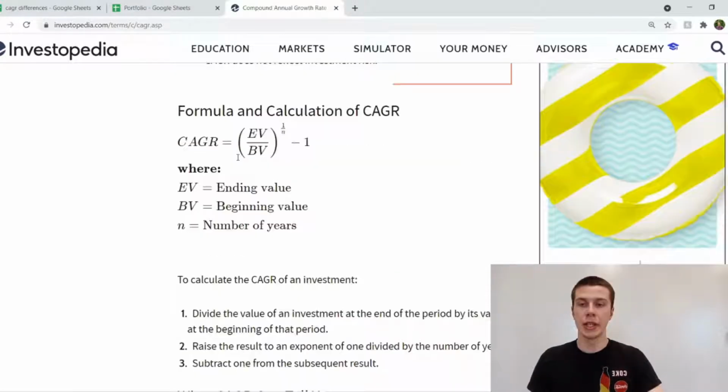And right here is the pretty simple formula for the CAGR, and it's basically you just take the ending value and divide it by the beginning value, and then you raise that to the 1 over years, and then that's going to give you like 1.05, for example, and then you subtract 1, and that will tell you the CAGR was 5% in that example.